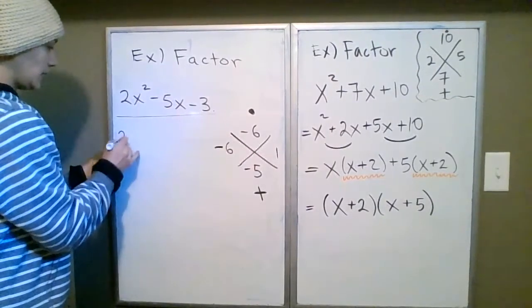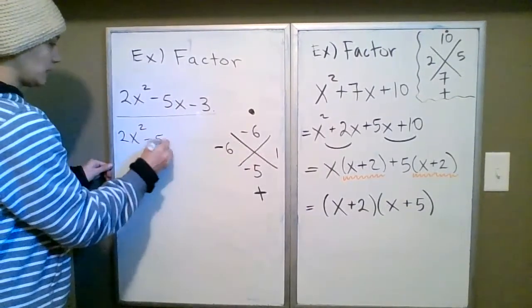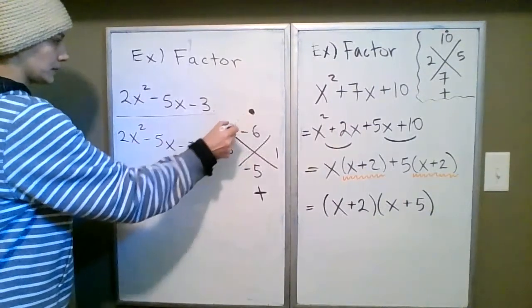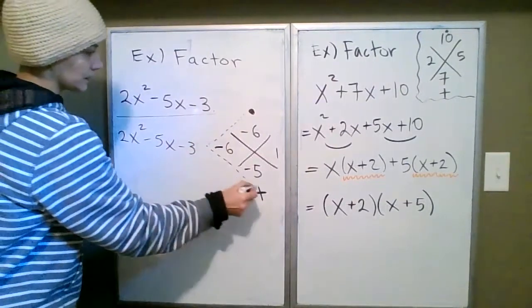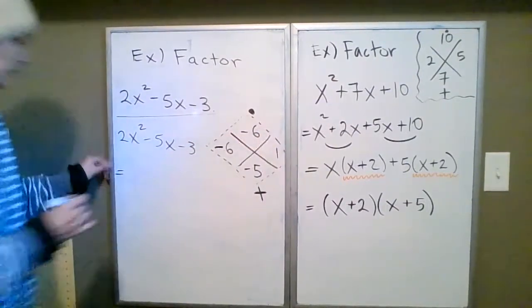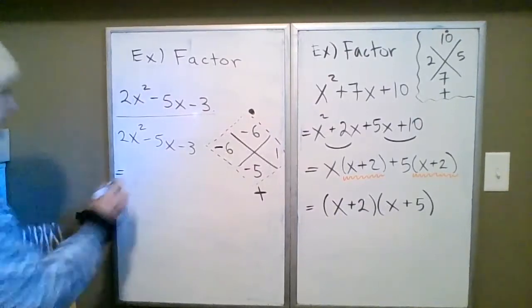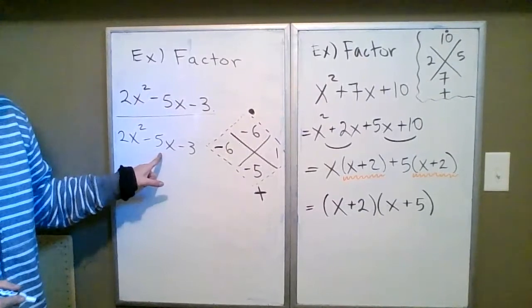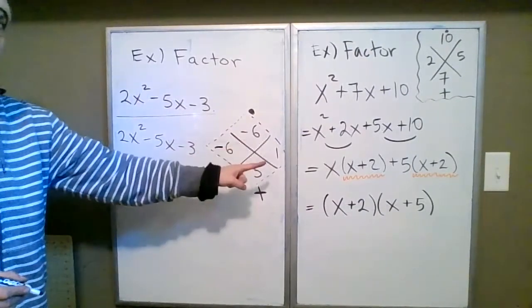We're going to take 2x squared minus 5x minus 3. It's equal to 2x squared. Instead of minus 5x, we're going to write minus 6x and then add a positive x.